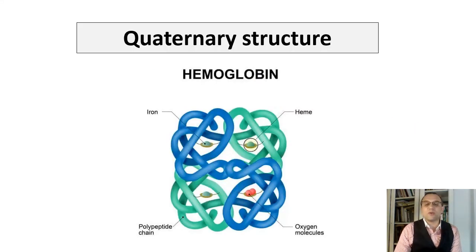Quaternary structure of the protein. Here you could see four globules together. This is the hemoglobin molecule, and each of our red blood cells is filled with them. You could see iron here, the whole thing we call heme. Heme group is in there. You could see the polypeptide chains here and oxygen binds here, right? So you could see the oxygen molecules bound to the heme group, which contains iron right there. This is a typical quaternary structure of a protein.